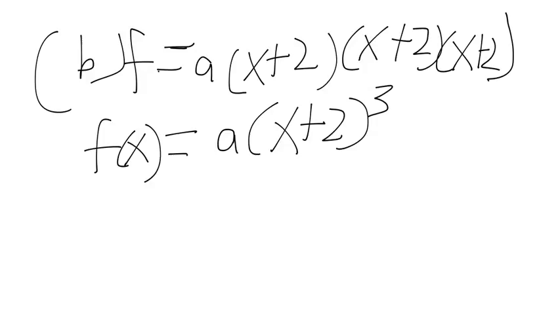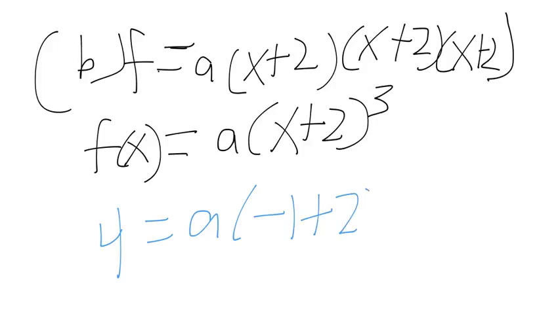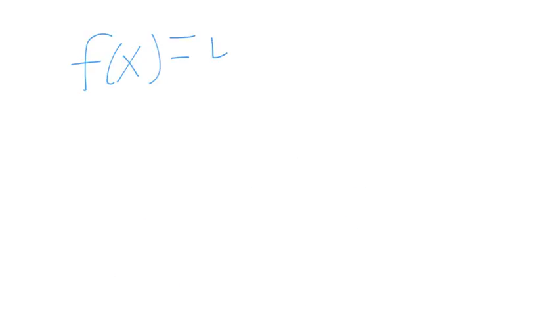Now, one of our conditions is that f of negative 1 is equal to 4. So if we plug in those values, 4 is equal to a times, instead of x plus 2, negative 1 plus 2 to the third, which is 1 raised to the third, which is 1. So 4 is equal to 1 times a, or just a. Which means f of x is equal to 4 times x plus 2 raised to the third power.